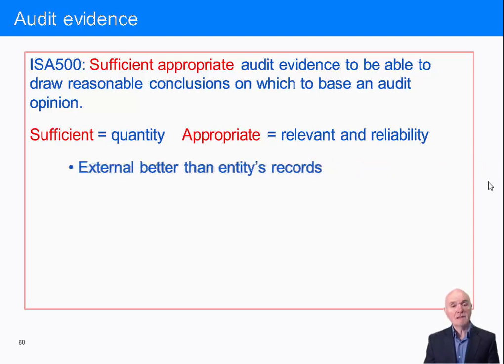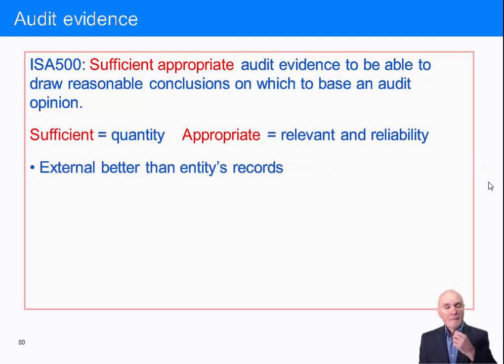So what are the types of evidence, the almost pecking order that you would have for how good evidence is?